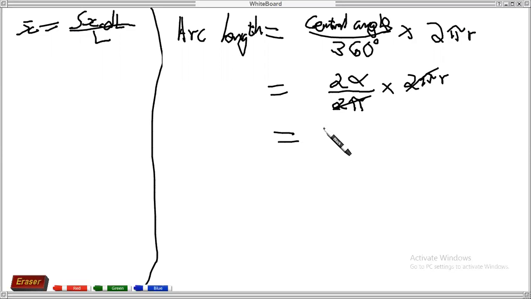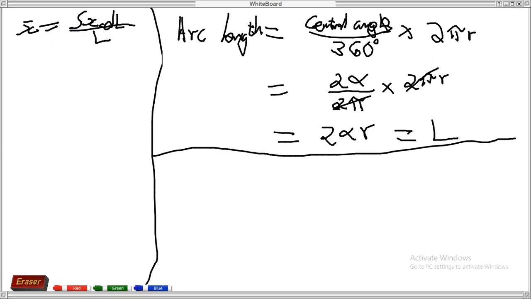You're left with 2 pi r. This 2 pi r is the arc length. The entire long arc has the length of 2 pi r, and it's also equal to that L that you were looking for. So we found this portion, the denominator already. The next thing we need to find is the numerator.